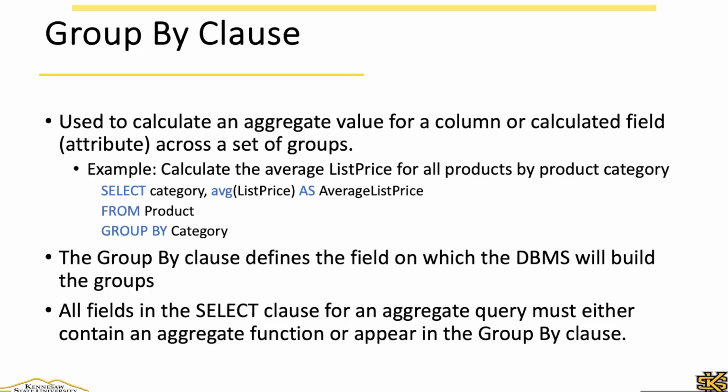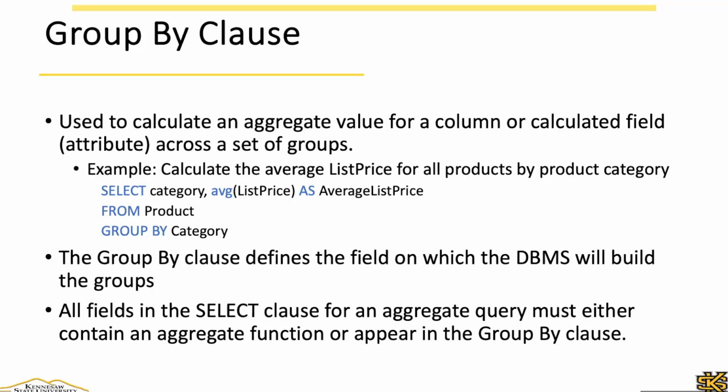For example, the query SELECT category, AVG(list price) AS average list price FROM product GROUP BY category. This query selects the category column and applies the AVG function, which is the average function, to the list price column, naming the result average list price. It retrieves the data from the product table and groups the result by the category column.